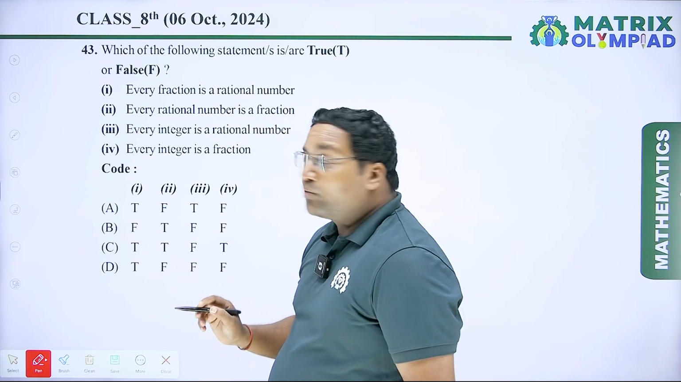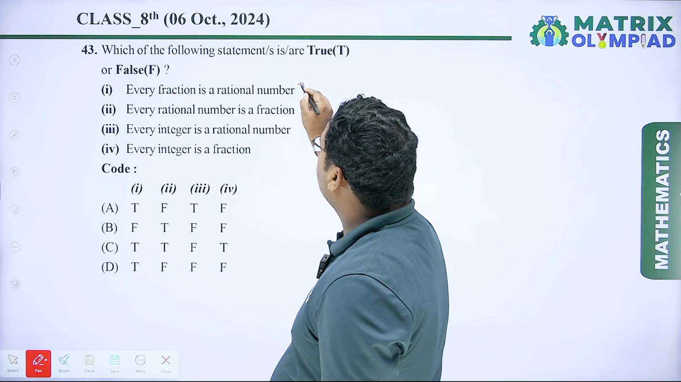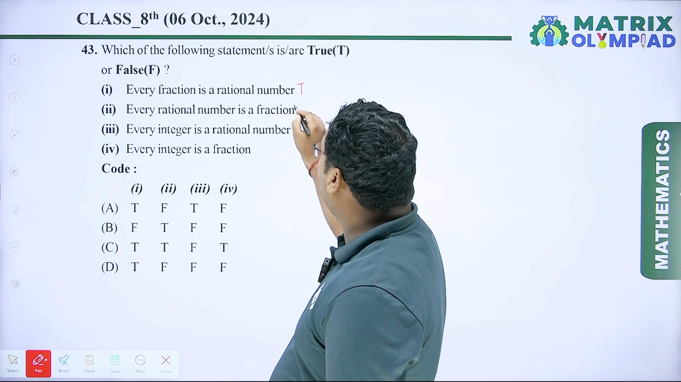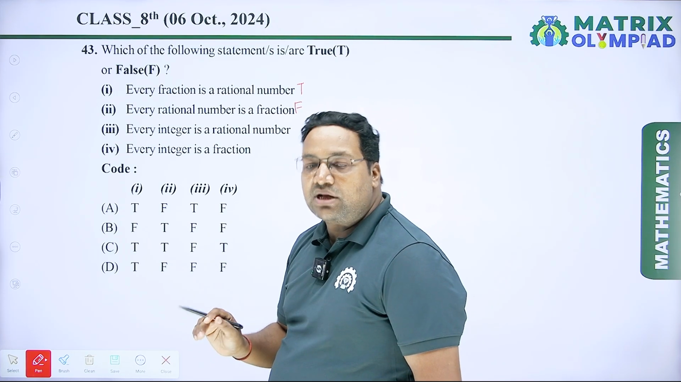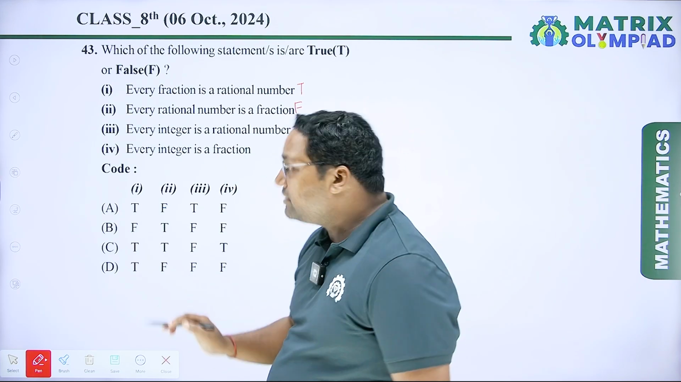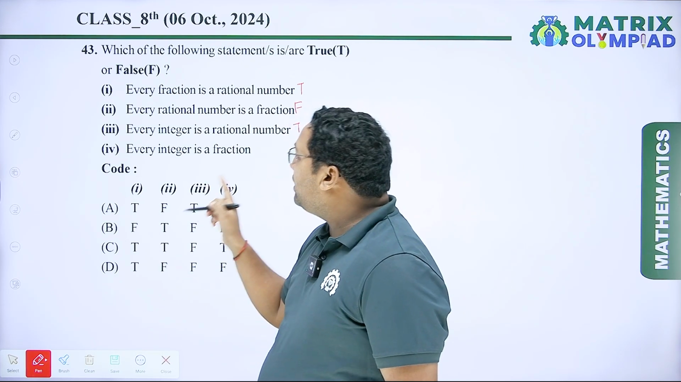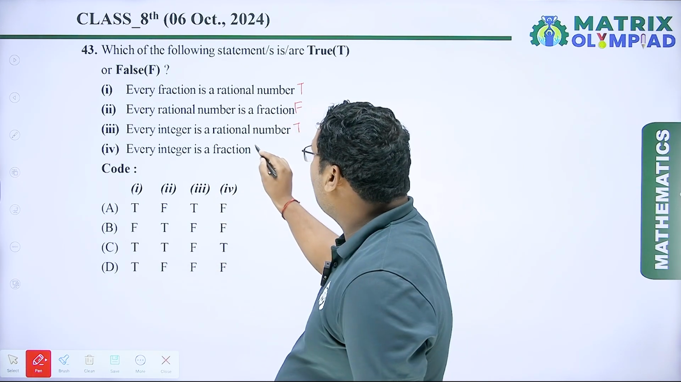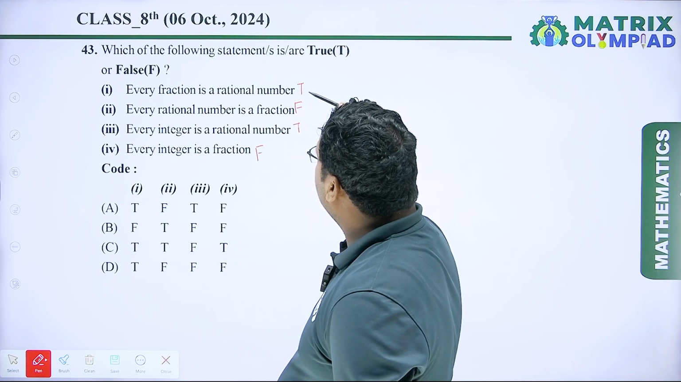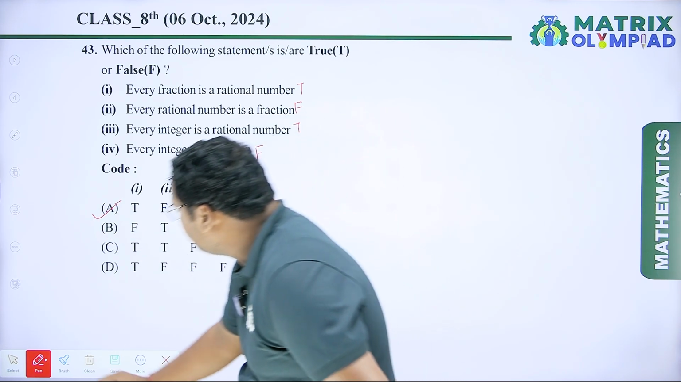Next, question number 43. First statement: every fraction is a rational number. Yes, it is true. Next, every rational number is a fraction. No, it is a false statement, because negative rational numbers are not fractions. Every integer is a rational number. Yes, it is a true statement. Next, every integer is a fraction. It is also false because negative integers are not fractions. So the correct option is TFTF, which is option number A. So the correct option is A.